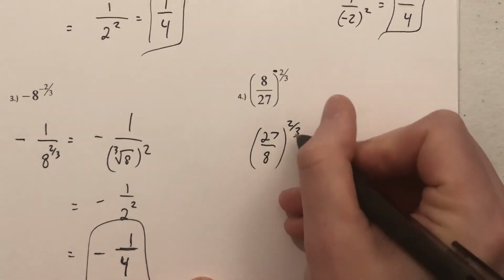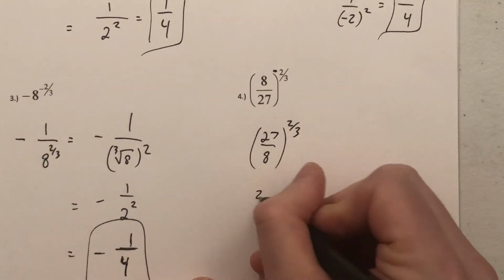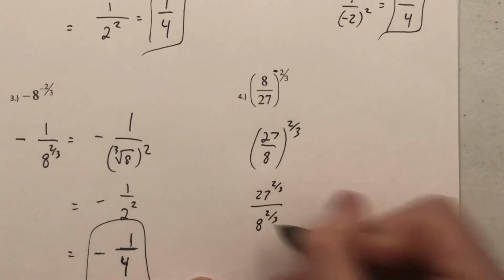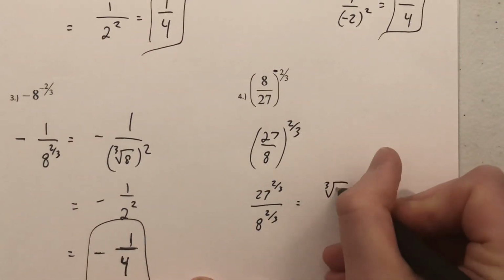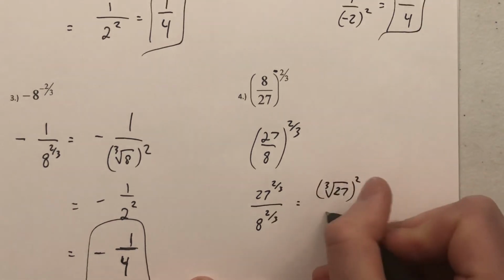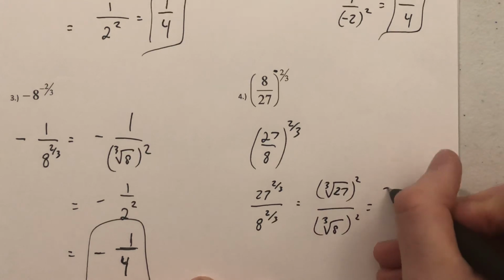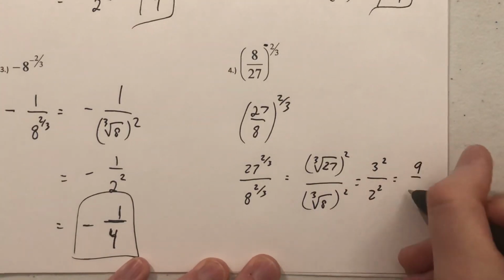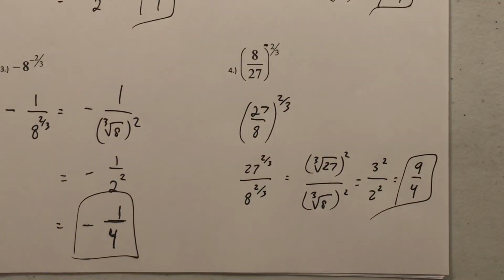Now, that means we've got 27/8 to the 2/3 power, and officially, we'll see on the next page this works another way in radical form, but in exponent form, that means you can take each of those pieces to that power and then rewrite as cube root squared and cube root squared. So that'll be 3 squared over 2 squared, giving us 9/4. That's one way to approach that problem there.